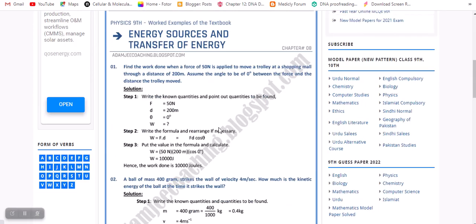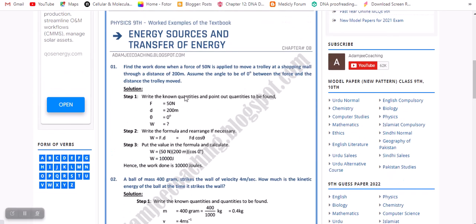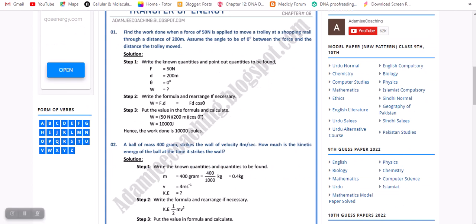There are only 2 solved examples included in the textbook. Chapter is energy sources and transfer of energy. The number 1 is: find the work done when a force of 50 Newton is applied to move a trolley at a shopping mall through a distance of 200 meters.